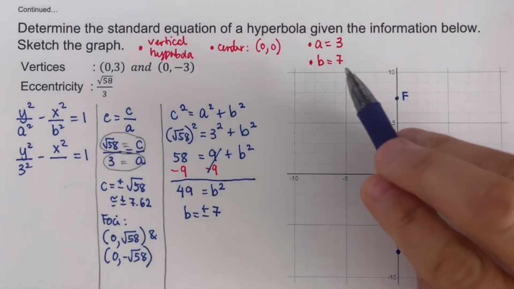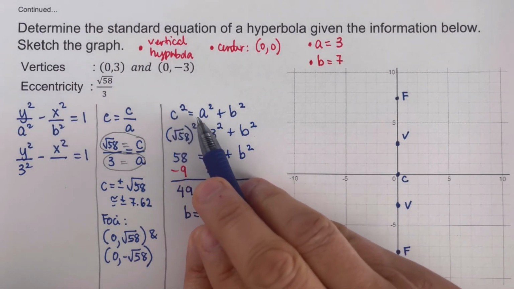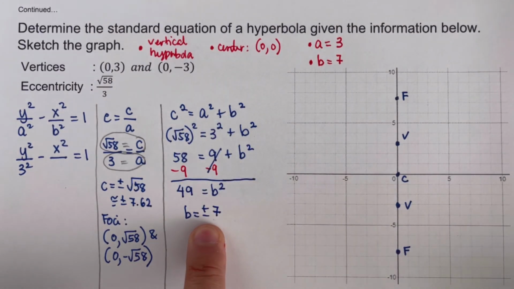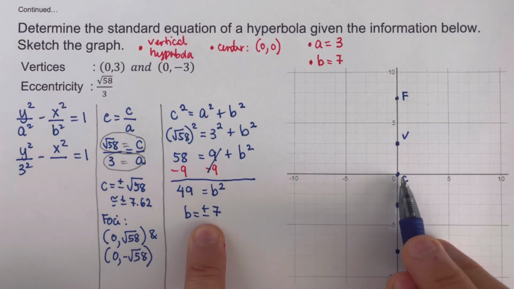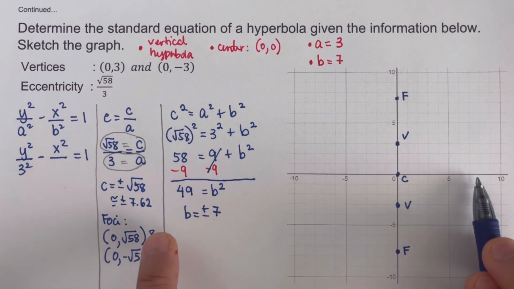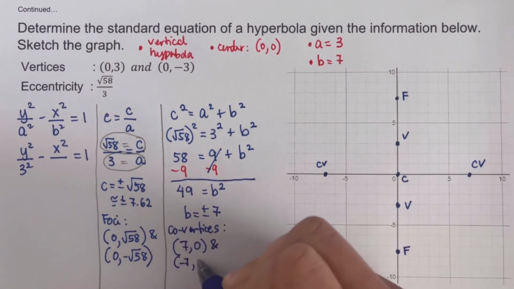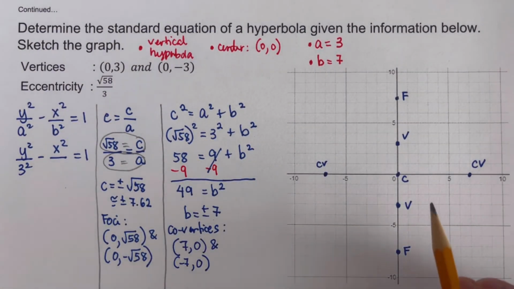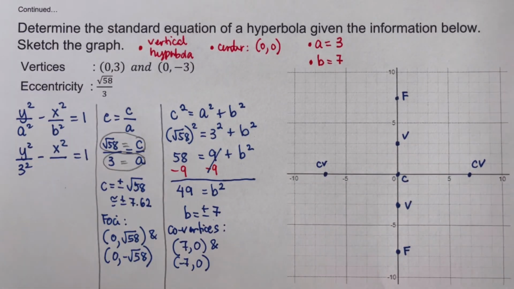Okay, we've solved the value for b, which is 7. Again, we were using c squared equals a squared plus b squared. This means that we go to the left 7 steps and we go to the right 7 steps to determine the co-vertices. And I'm going to write the coordinates of these two co-vertices down here. Okay, so we can go ahead and draw the central rectangle of this hyperbola, and we can draw the two asymptotes.